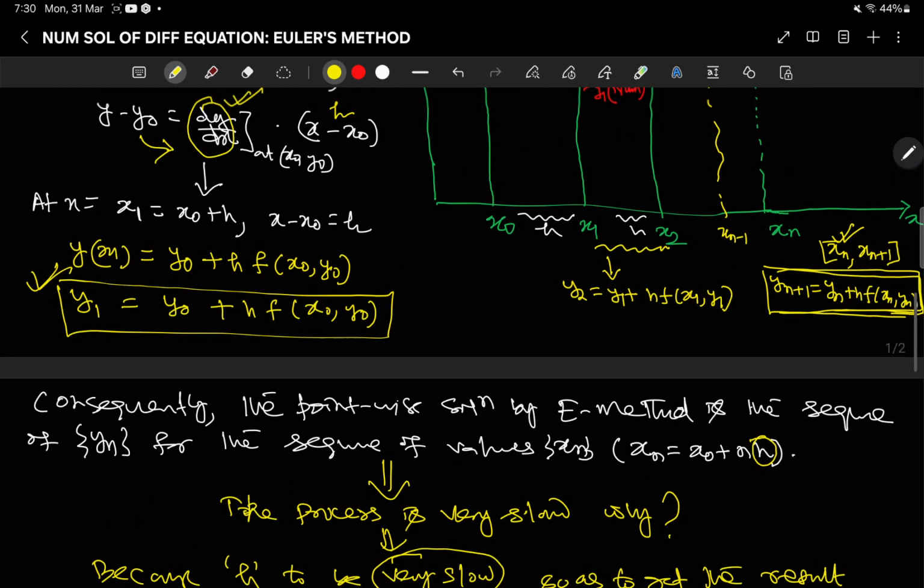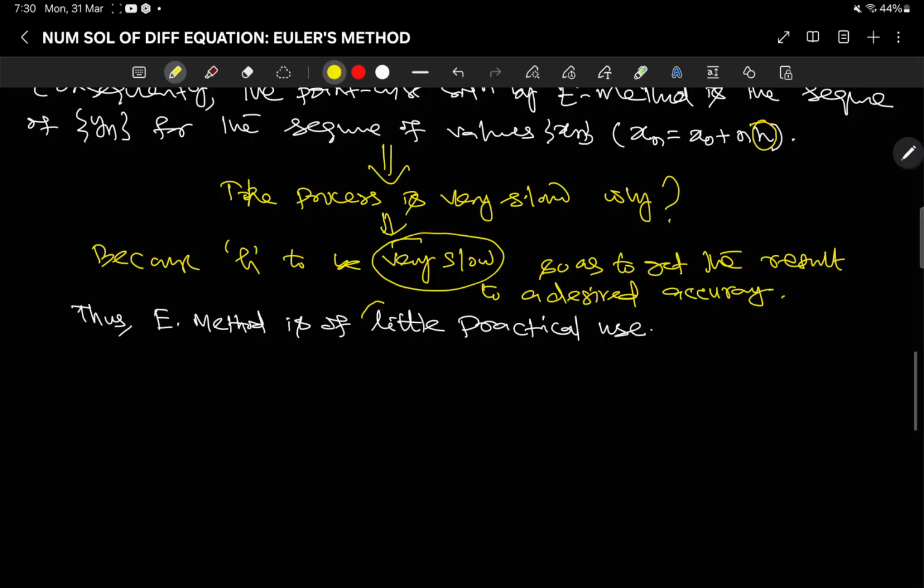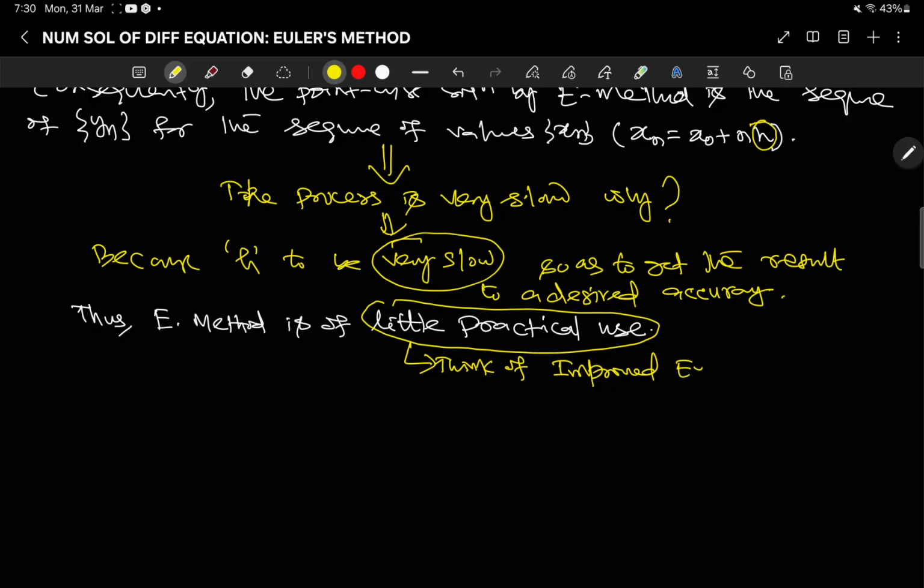Why is it very slow? Because unless this h is small enough, we cannot get the desired accuracy. Thus this method is of little practical use. We have to think of an improved Euler method, which we will discuss in the subsequent lecture.